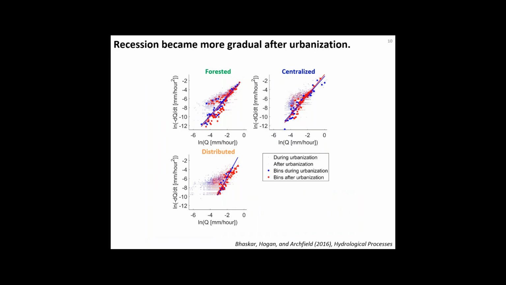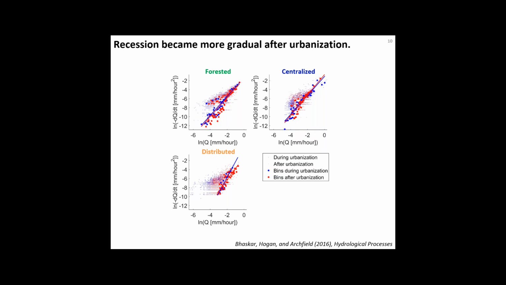And so the other aspect we looked at here was recession. So looking at the falling limb for these three watersheds, and here we're showing on a log scale for both axes, the hourly flow values versus the change in hourly flow. And the two time periods during urbanization is shown in blue, and then the red dots are after urbanization.